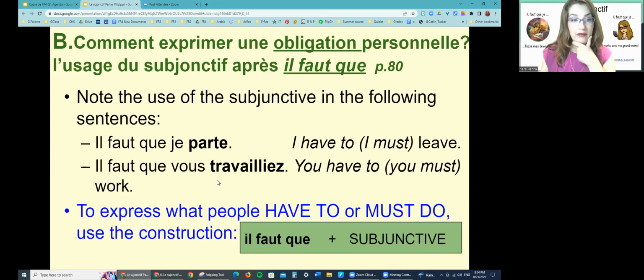Il faut que vous travailliez. You have to or you must work. So to express what people have to or must do, use the construction il faut que plus subjunctive. If you forgot what il faut que means, go back to the previous slides, review the video, rewind, and watch again. D'accord?